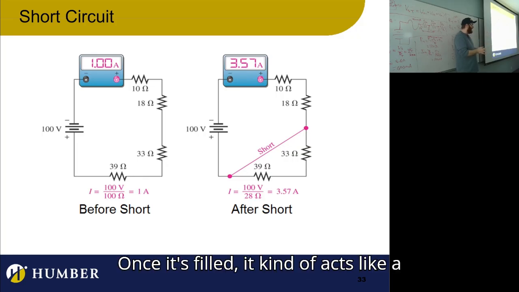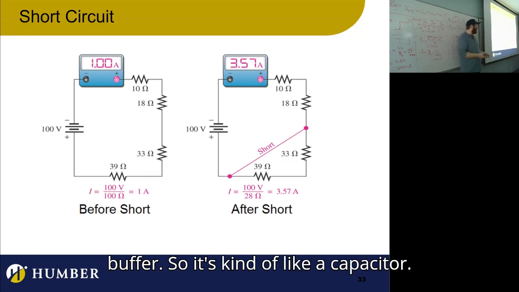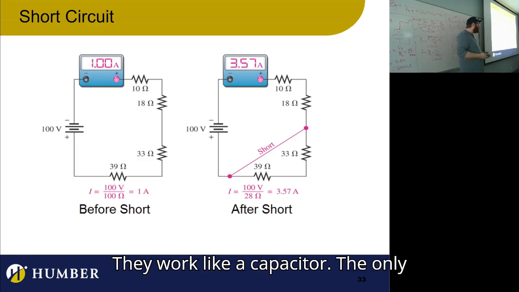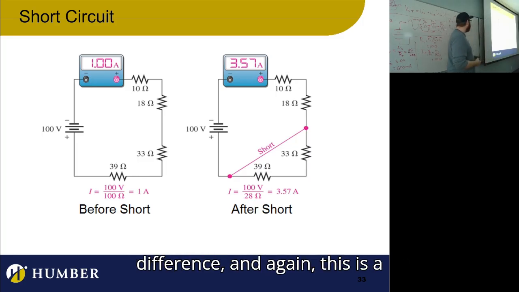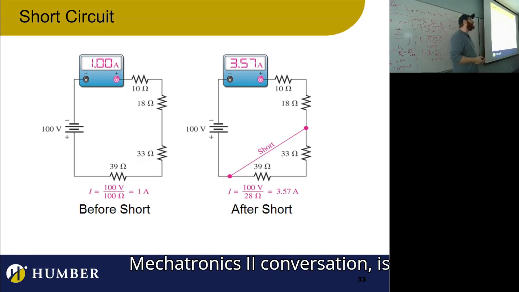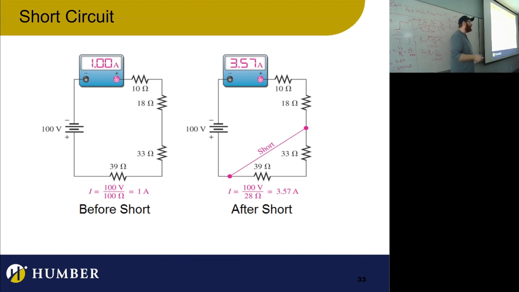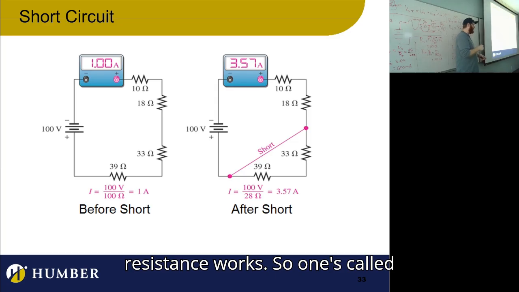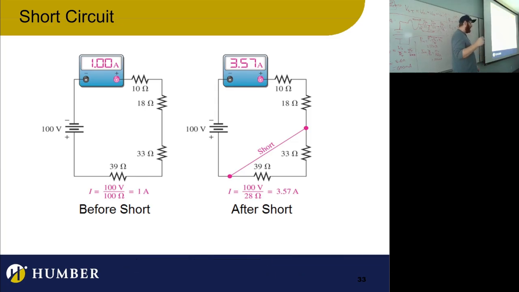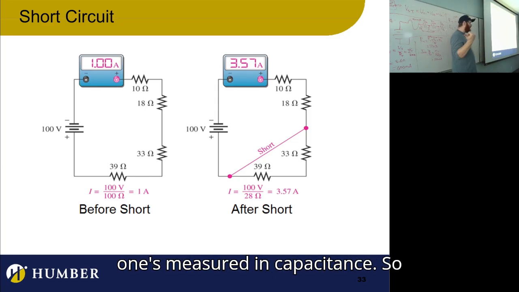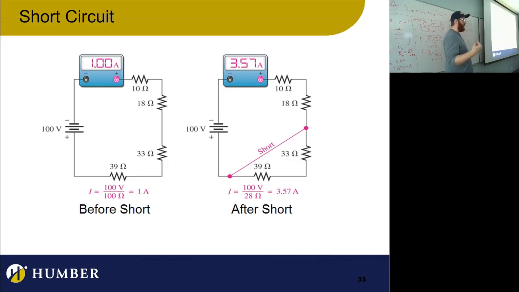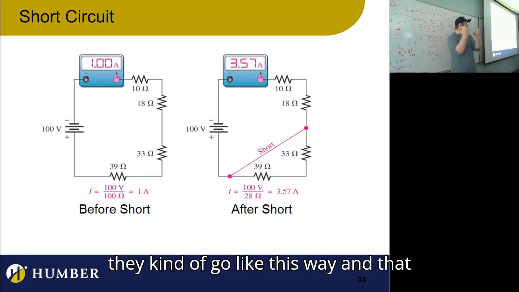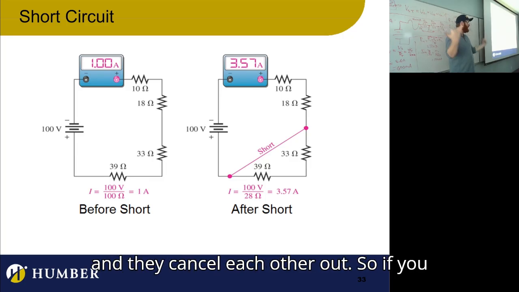Once it's filled, it kind of acts like a buffer. So it's kind of like a capacitor. They work like a capacitor. The only difference, and again, this is a Mechatronics 2 conversation, is they're perpendicular to how resistance works. So one's measured in henries and the other one's measured in capacitance. So they kind of go this way and that way. They're opposite from each other and they cancel each other out.